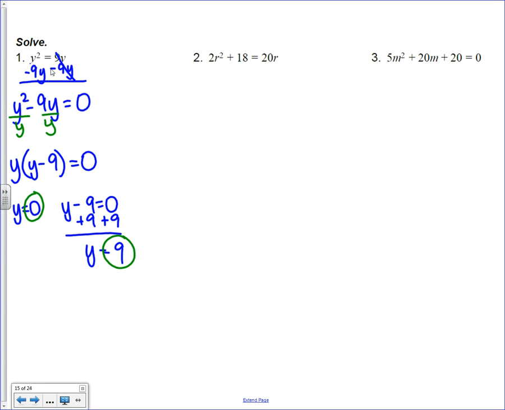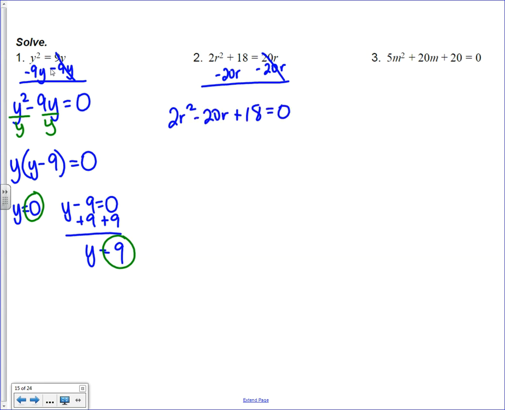Let's go over to number 2. First of all, how many types of variables do you have? 2. R squared and R. Got to get it equal to 0. How do I do that? We're going to minus the 20R. Now, folks, I want to be strategic on how I rewrite this. Where should I put the 20R? Basically right in the middle, correct? When we do this, it should be squared and then regular variable, then no variable. That's the order it should go in. So 2R squared minus 20R plus the 18.